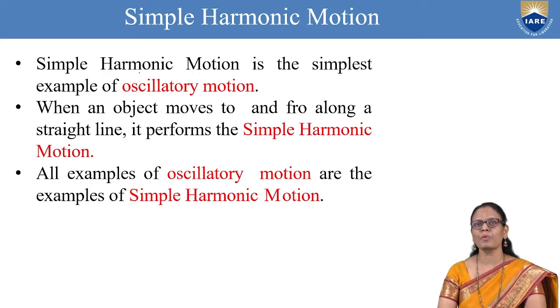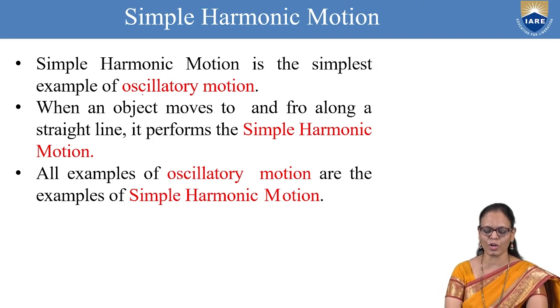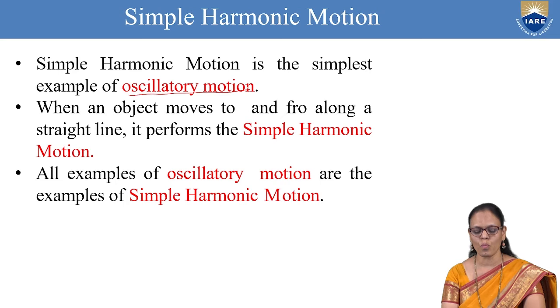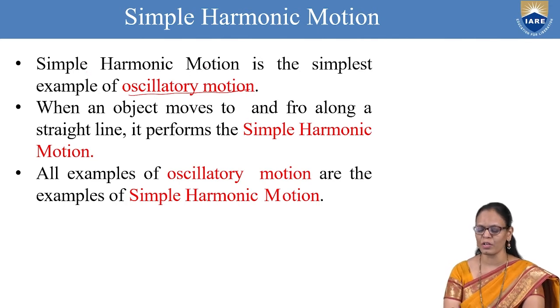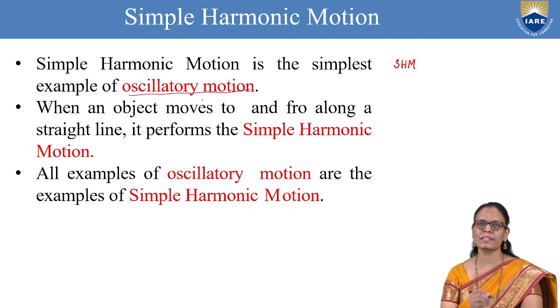Now, simple harmonic motion is the simplest example of oscillatory motion. We have seen what an oscillatory motion is. One to and fro motion is called one oscillatory motion. Now, simple harmonic motion, which in short form we say SHM. SHM stands for simple harmonic motion. It is the simplest example of oscillatory motion. So when an object moves to and fro along a straight line, it performs simple harmonic motion.